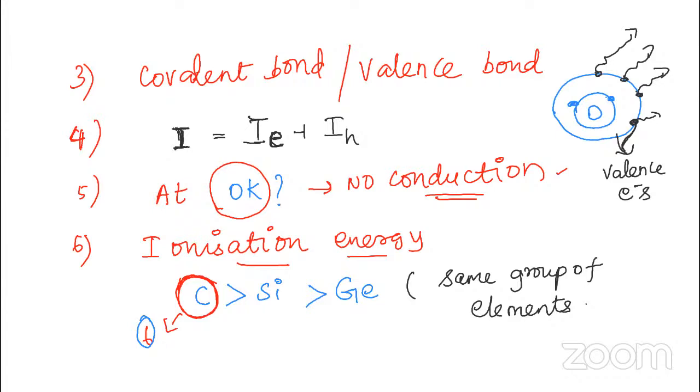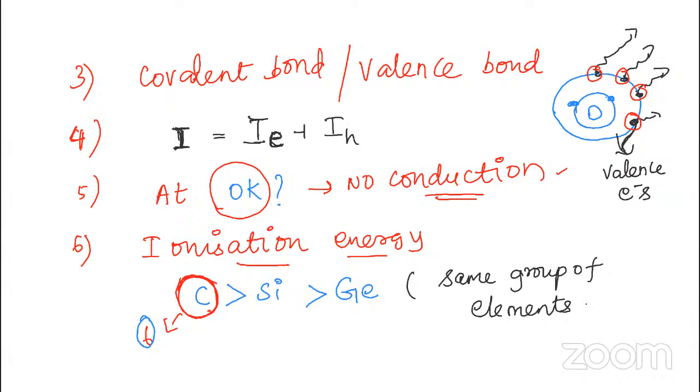If only one atom is present in the outermost shell, the energy spent will be minimum, right? Here there are 4 electrons, so we have to supply a large amount of energy to remove the electrons from the outermost shell. That is why carbon has the highest ionization energy.